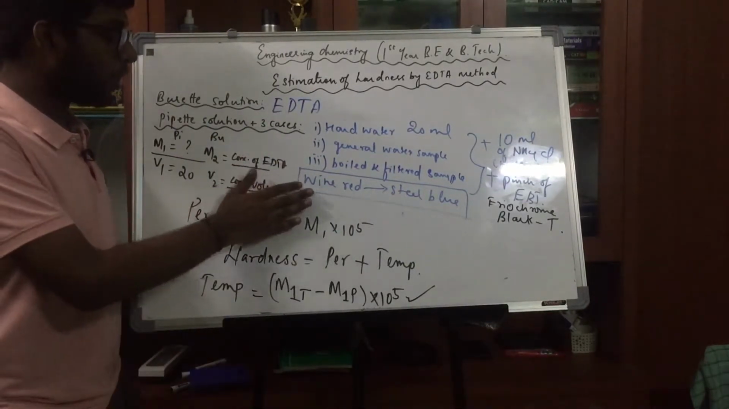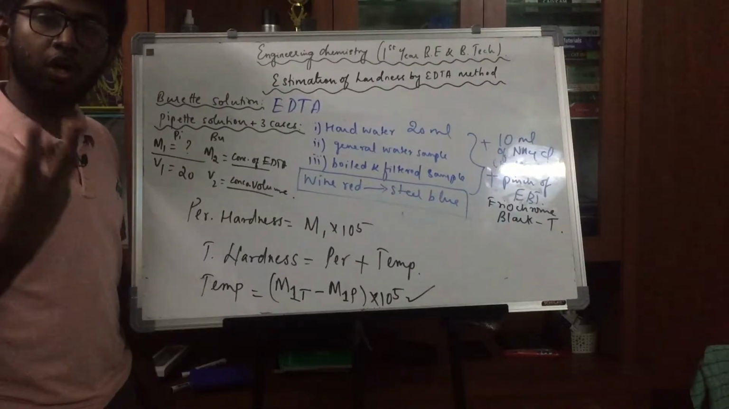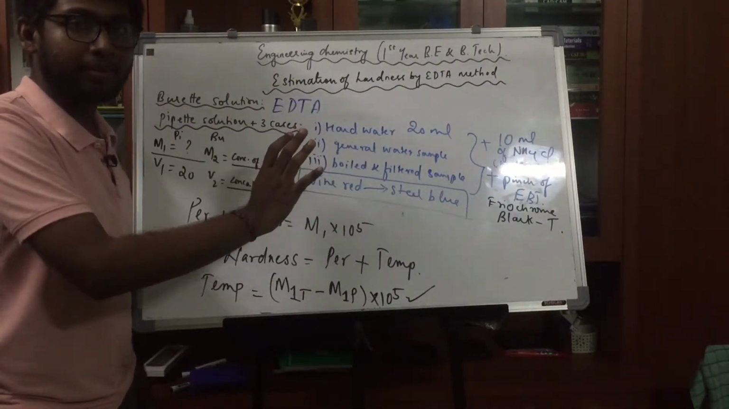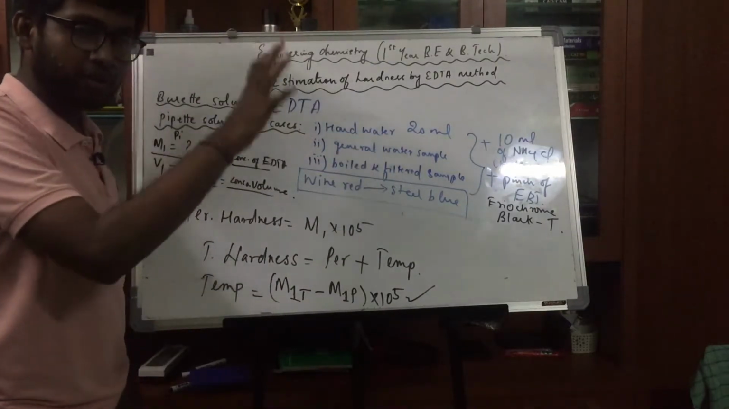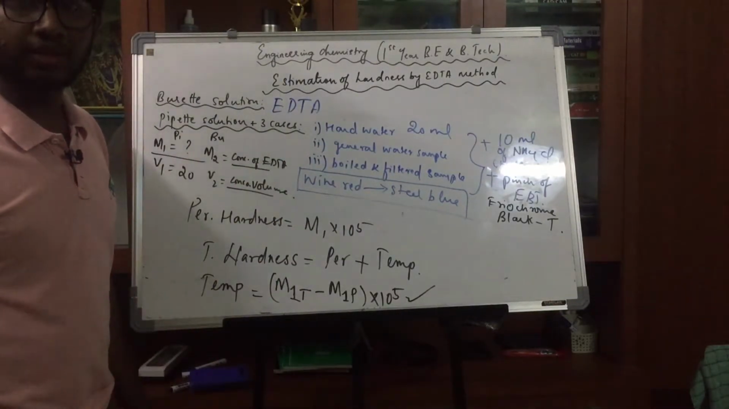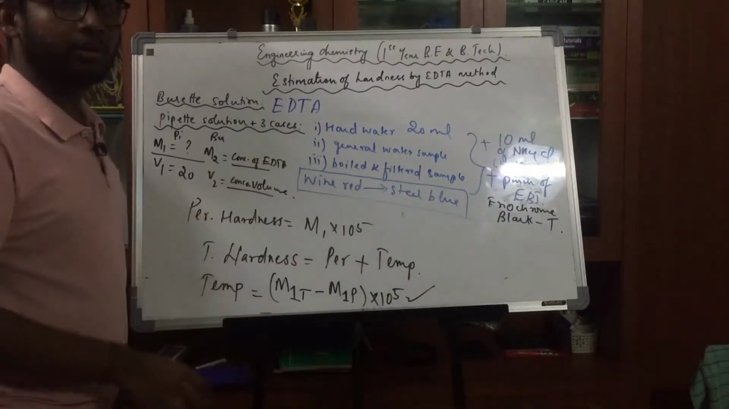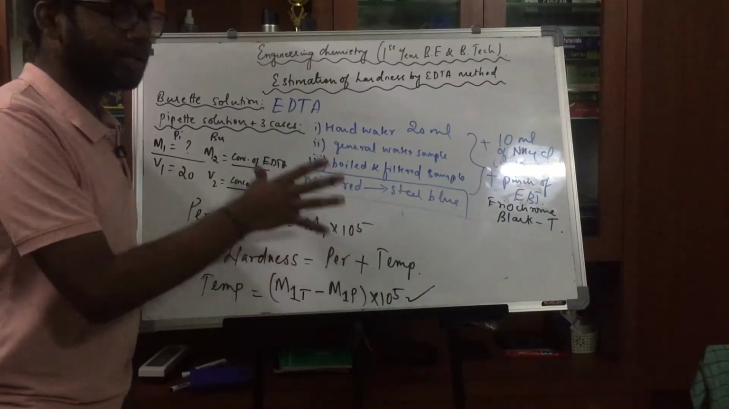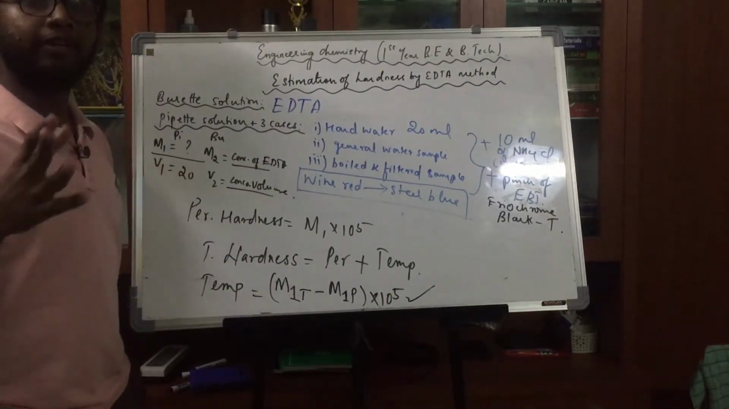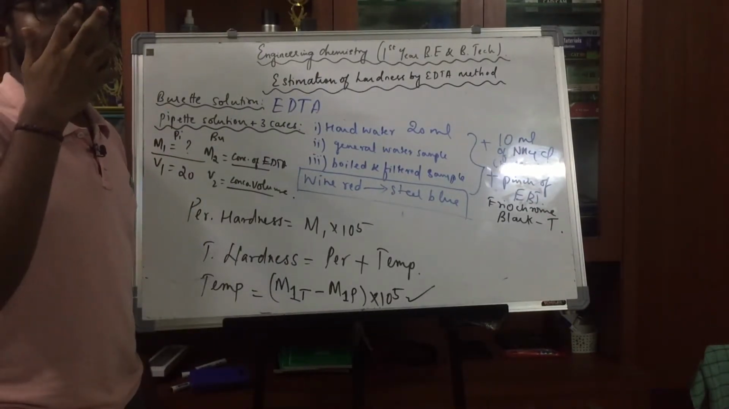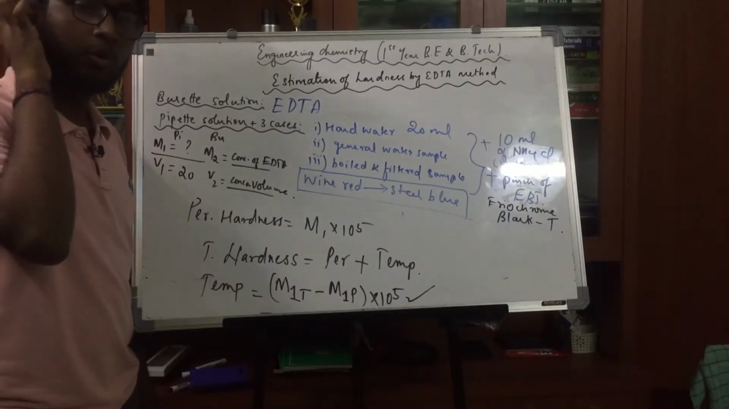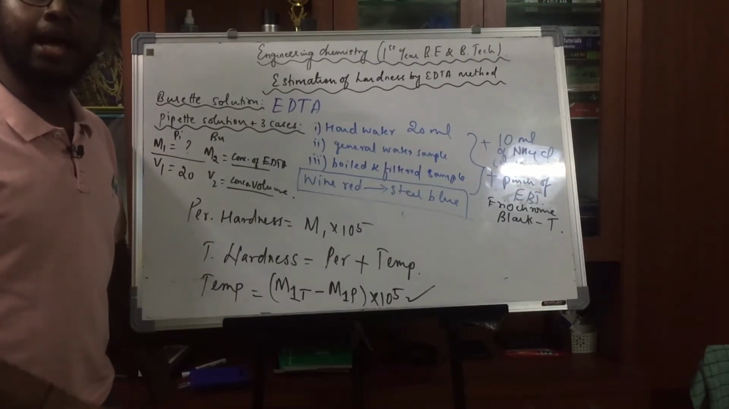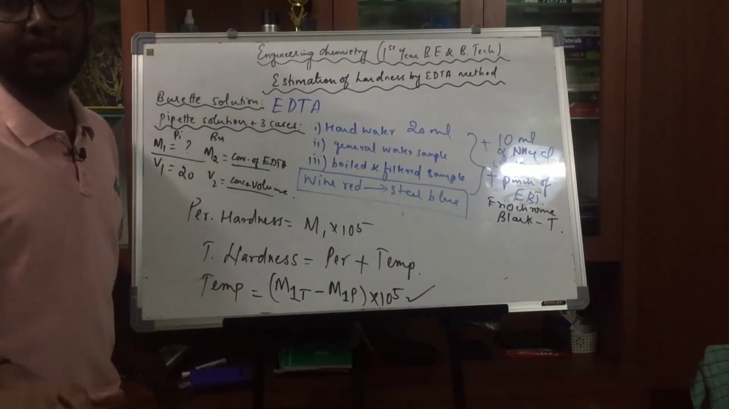And then you know how to calculate your concentration in all three cases: the first case for EDTA, the second and third cases for the pipette solution. In the second and third titrations, you calculate the concentration and multiply it with 10 to the power 5, and then you will be getting your hardness, which is total hardness and permanent hardness. Subtract it, get your temporary hardness, and there ends your experiment.